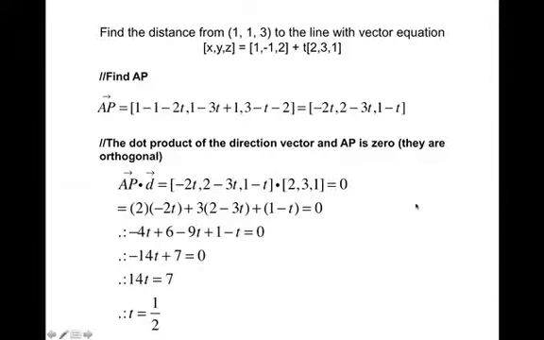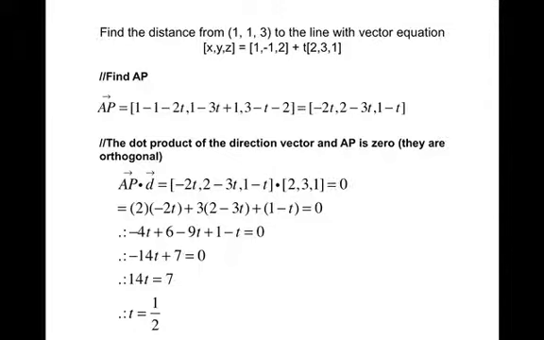Okay, and now what we need to do next is actually evaluate the dot product of the direction vector and the AP vector that we found, and we want to set that equal to 0. And the reason behind this is the fact that they're going to be orthogonal. So if we're looking at the actual point P and the line we want to draw from point P to A, we want that line formed there, which is AP obviously, to be orthogonal to the line that we're actually given in vector equation form, because that will be the shortest distance between that point and the line if those two are orthogonal.